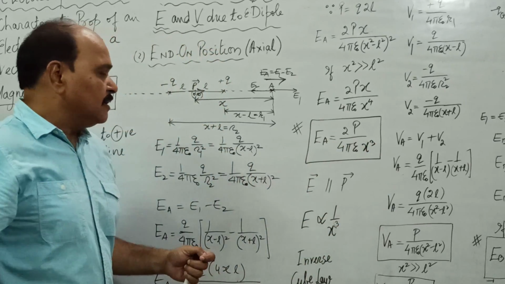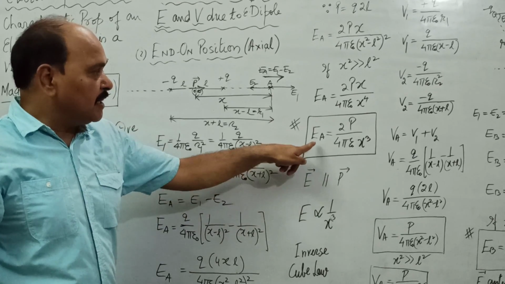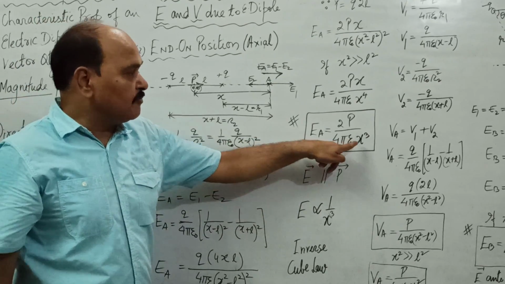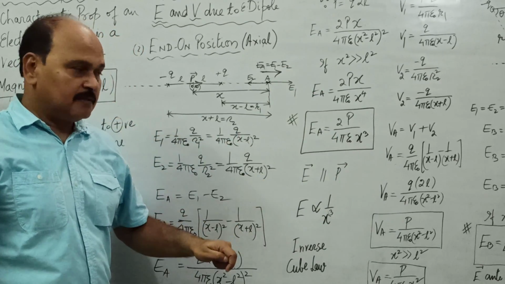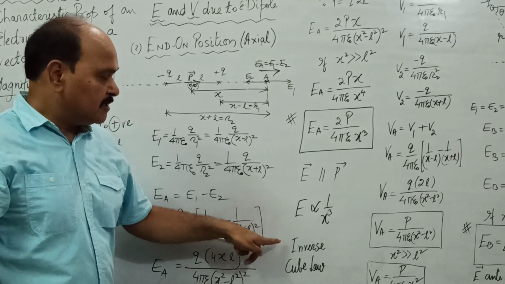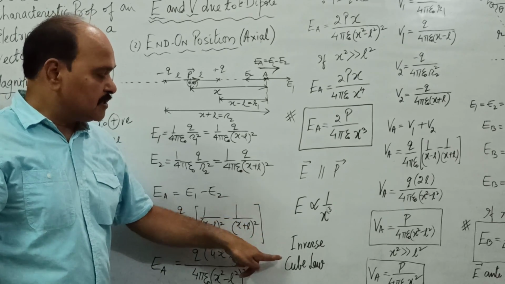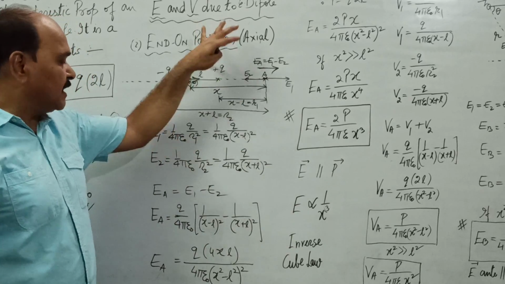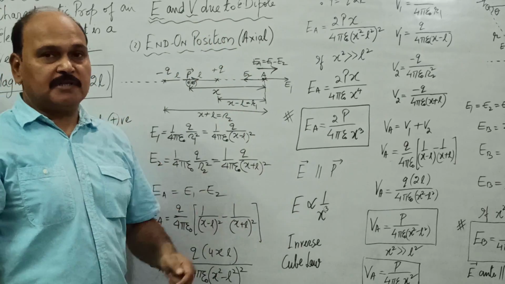Another noticeable thing here is that electric field intensity varies inversely with the cube of distance. So electric field intensity variation follows the inverse cube law. So this was electric field intensity at end-on position.